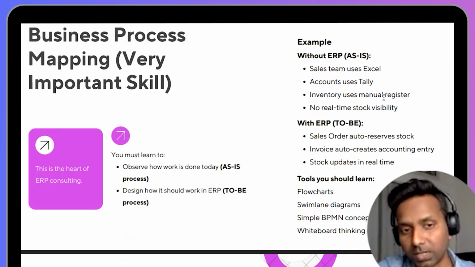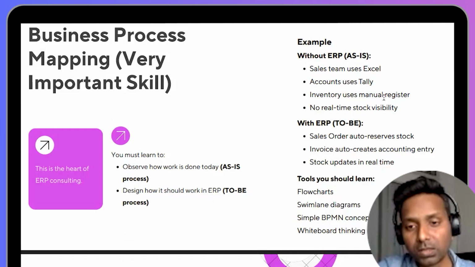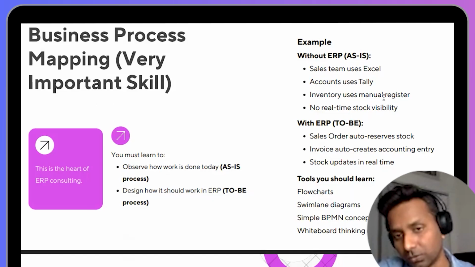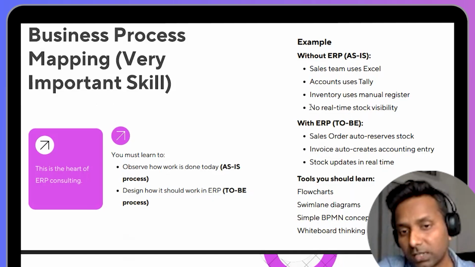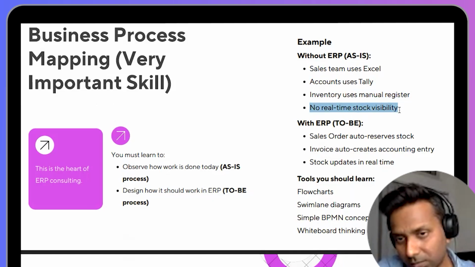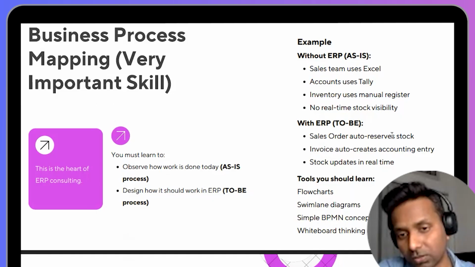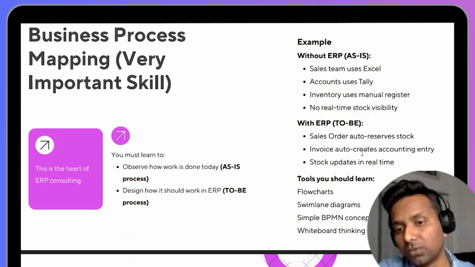If they have multiple branches or multiple warehouses, then from the head office they can see in real time what the current stock level is in a particular warehouse. If they're getting delays in the stock level and all these things, with the help of ERP they can get real time scenarios. So here you can see what would be after implementing the ERP: sales order automation, like how much order you need to book and what the current stock is, so according to that you can book the sales order. Invoice automation, accounting entries, stock update in real time.